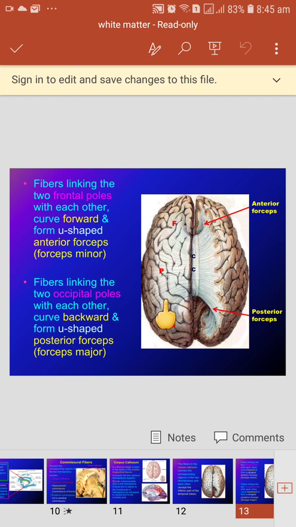While the fibers which are connecting the occipital poles curve backward and form a U shape, forming the posterior forceps, also known as the forceps major. You should know what is forceps minor and what is forceps major. Forceps minor is anteriorly towards the frontal pole, while the forceps major is posteriorly towards the occipital pole.